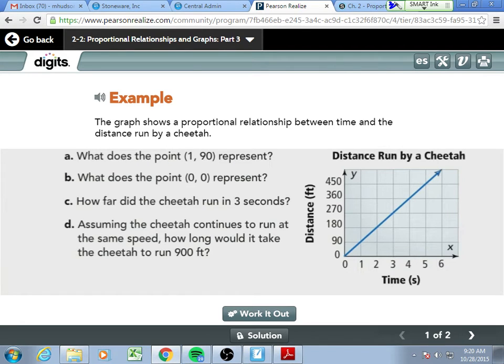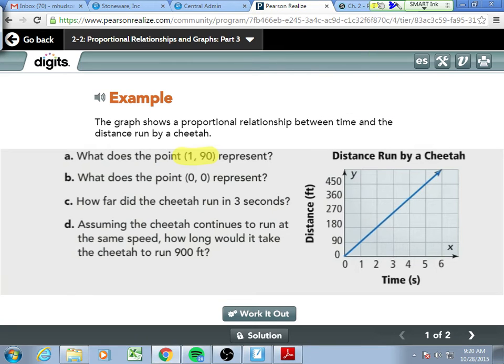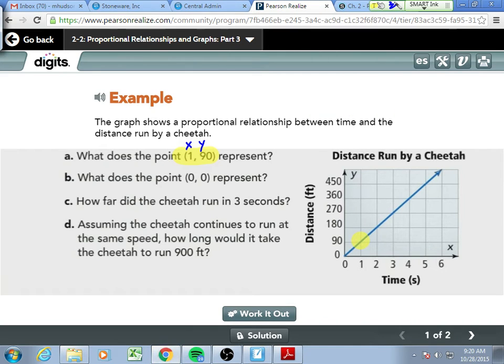Bring it back. So it asks us, what does the point (1, 90) represent? Well, again, all of our ordered pairs are (x, y). I'd like you to put x, y above that (1, 90). Just to remind you, the first value is always your x value. The second number in the ordered pair is always your y value. So we're looking at this point right there. So what does the 1 represent? And you can look at the label of your axis to determine that.